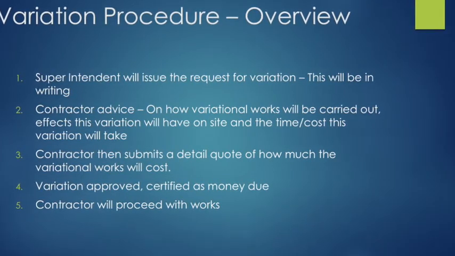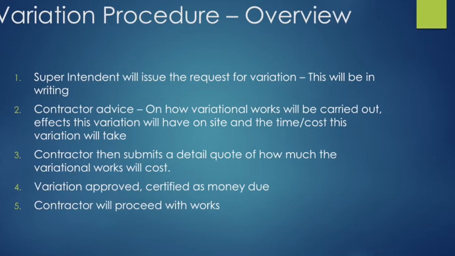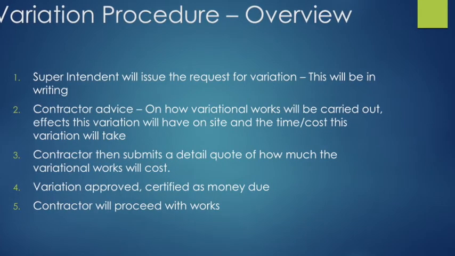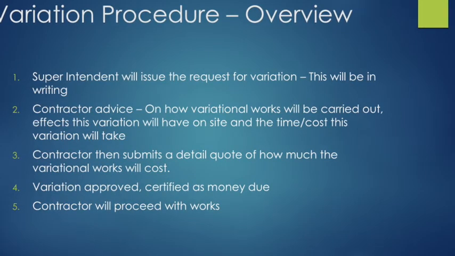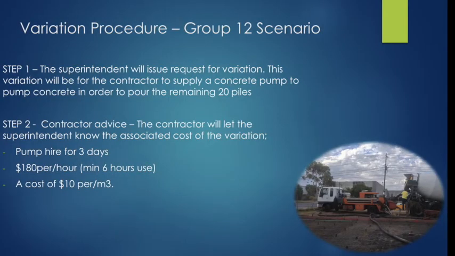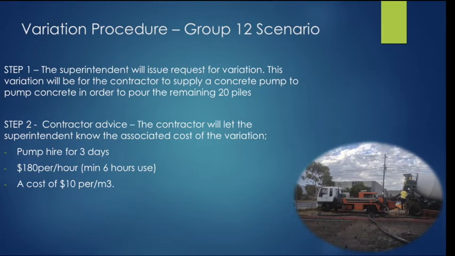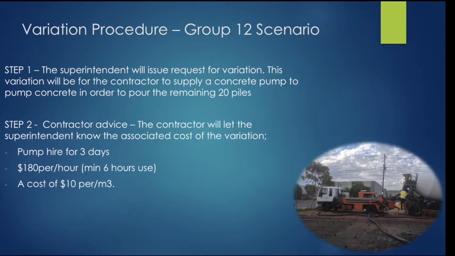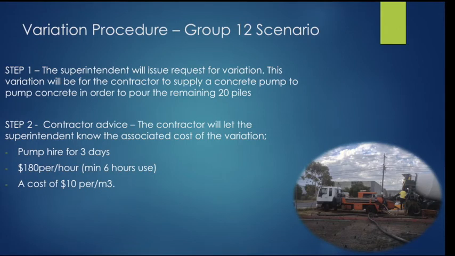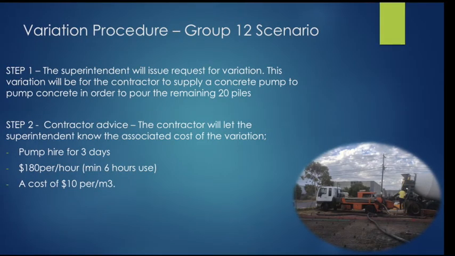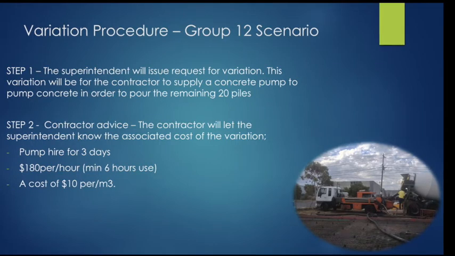The variation is then approved. And lastly, once given the all clear, the contractor will then proceed to go ahead with the variation works. Furthermore, when specifically relating to our specific scenario, the steps are as follows. Step 1 will include the superintendent to issue a request for the variation. This variation request will include the contractor to supply a concrete line pump in order to pour the remaining 20 piles.